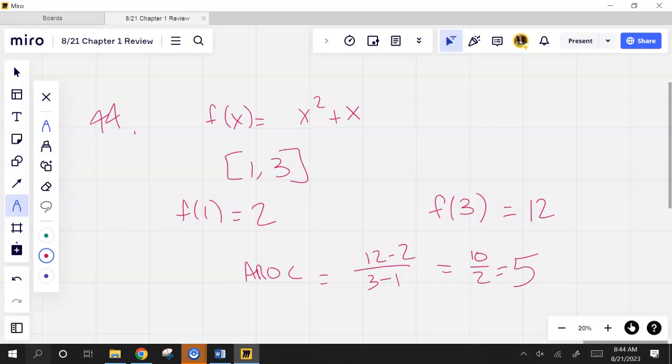Okay, 45 and 46 are the good ones. Wait. Did you say wait? Okay. I'll work these two and then give you a break. You're welcome. I'm so nice.